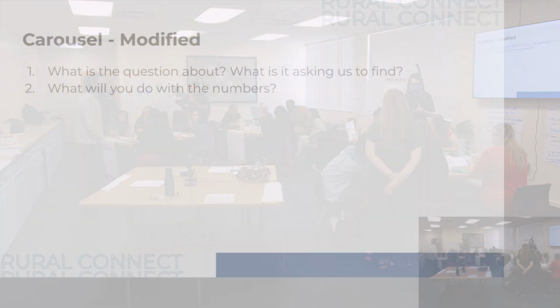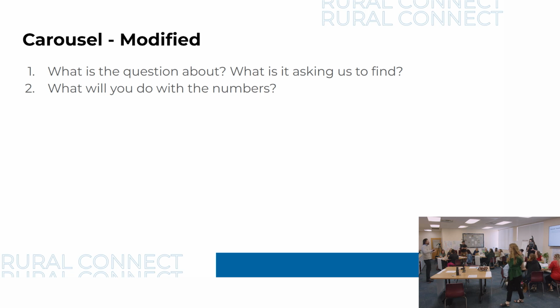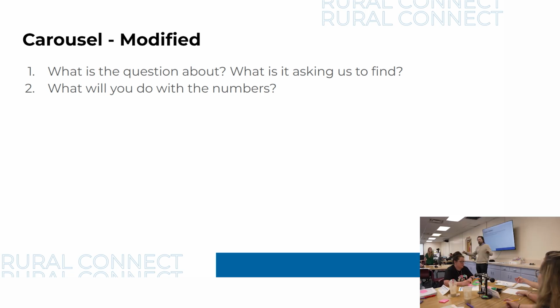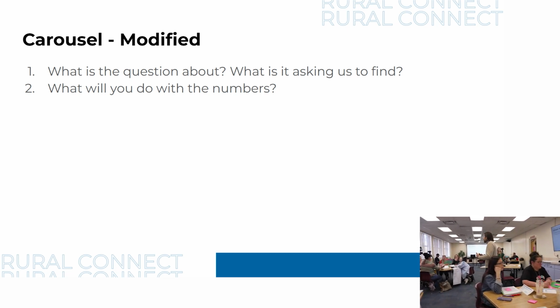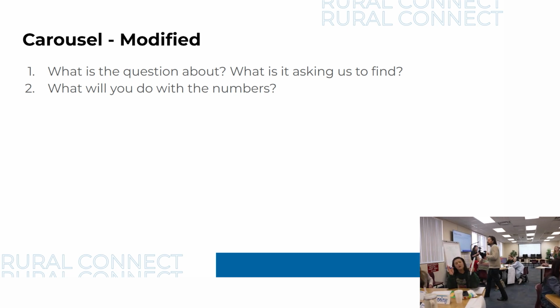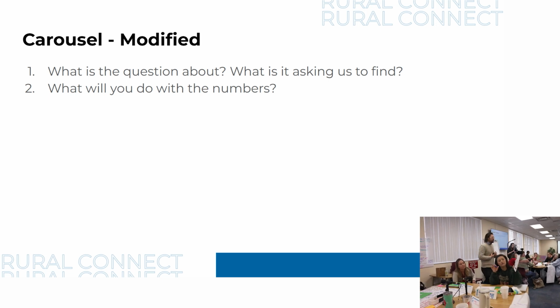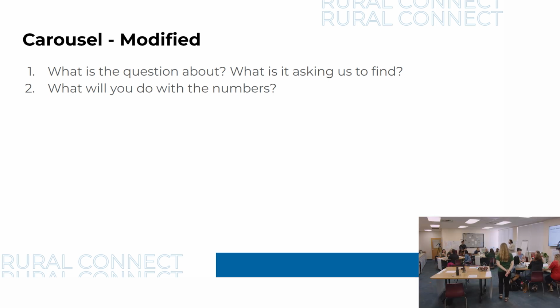All right, so here's your next prompt. You don't have the numbers, so it's kind of hypothetical, but you have enough context to answer this question. So what will you do with the numbers? You're coming up with a plan. What are you going to do once you have the numbers? That's what you're going to talk about, and that's what you're going to write down.